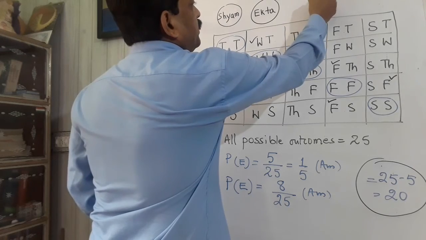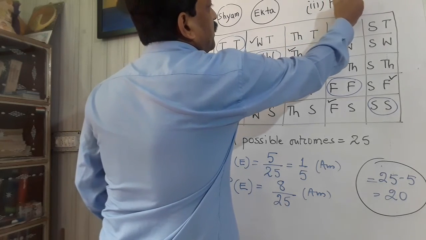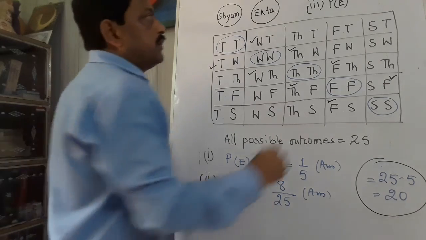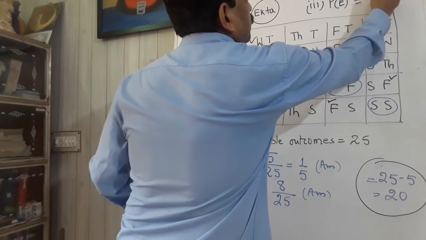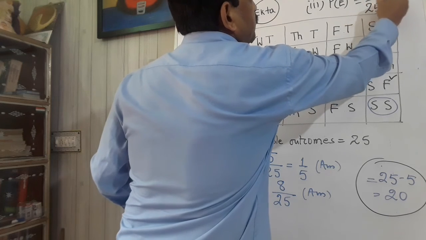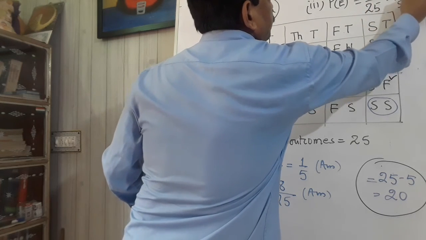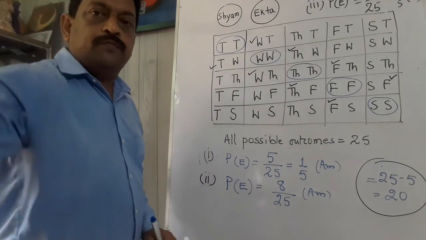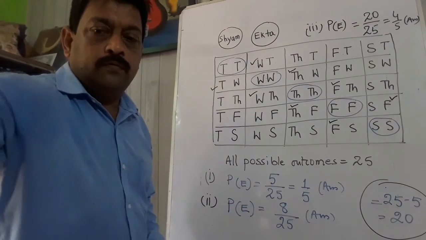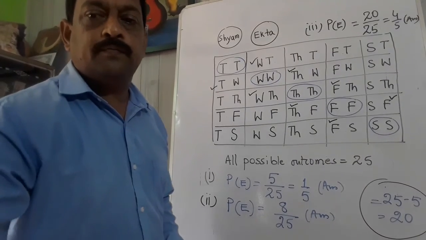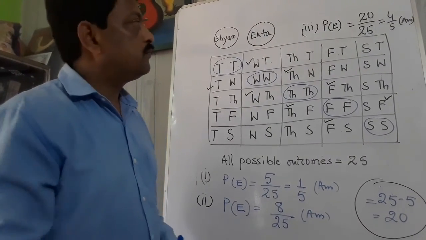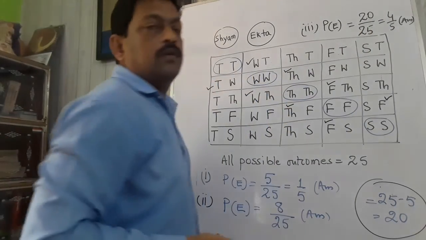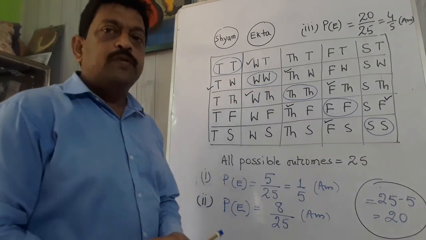Therefore, the probability of having different days, that they will visit the shop on different days, is equal to 20/25. By simplification, we will get 4/5. Understood? Favorable outcome is 20, total outcome is 25. So 4/5. Hope you have understood the sum.